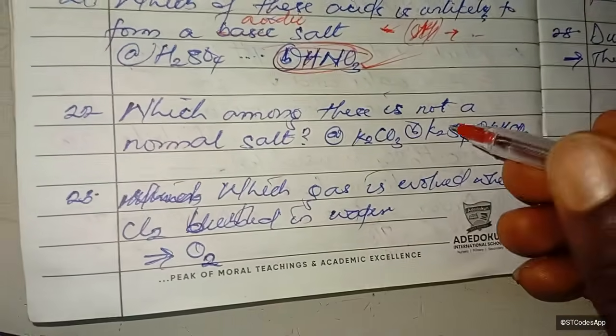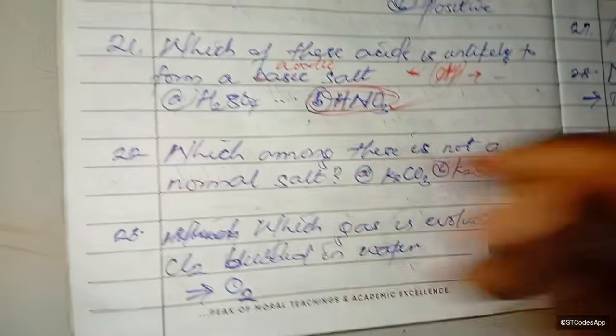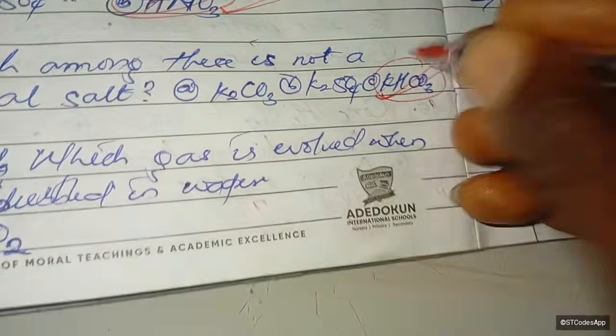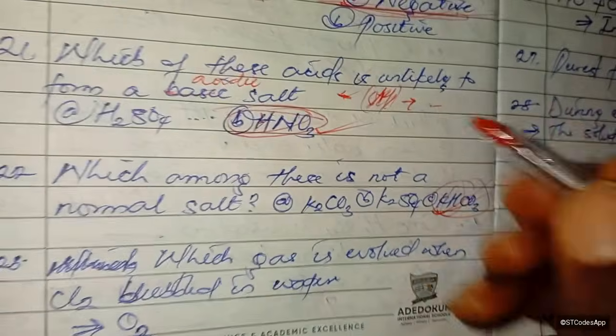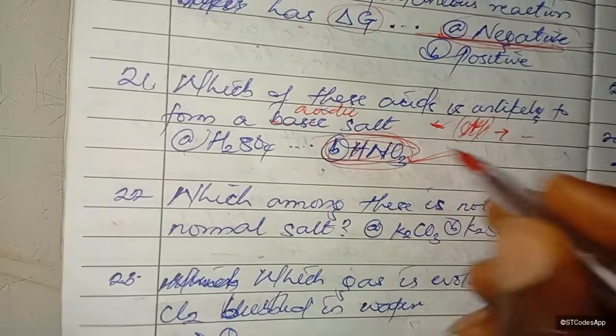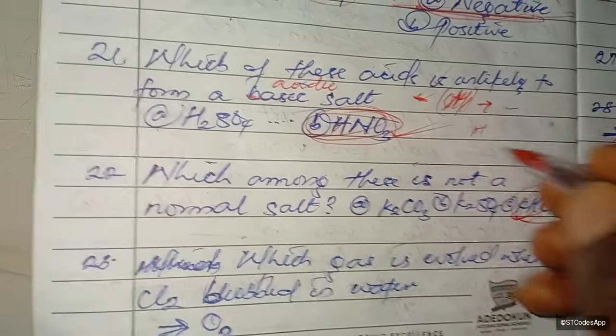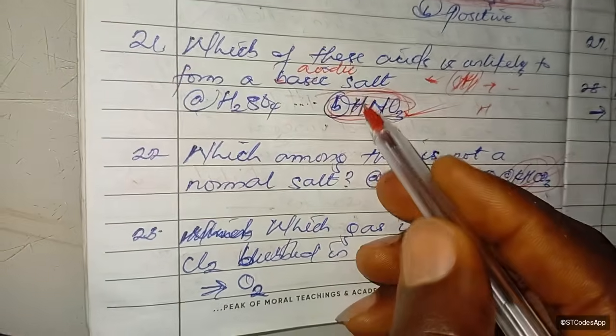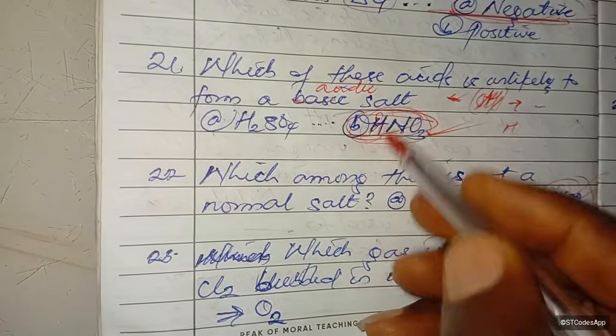Which among these is not a normal salt? This one is not a normal salt, it's an acidic salt. You can find hydrogen in between. So this one is unlikely to form a salt that will have hydrogen in it, because you can already see H is 1 here, so because of limited supply of hydrogen.